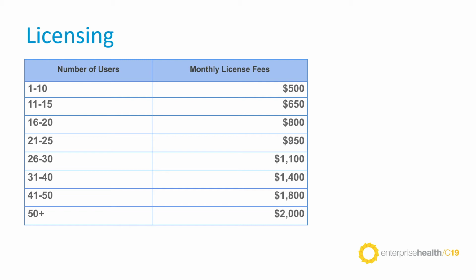From a licensing point of view, the licensing costs, again, are very simple and straightforward. It is based on the number of users, and that's defined as administrative or clinical users, the people who are actually conducting or managing COVID-19 employee monitoring. So for example, if you had 14 users, you would pay $650 a month, and all 14 of those users then would be able to use this. So you can see it's tiered, based on the number of users.